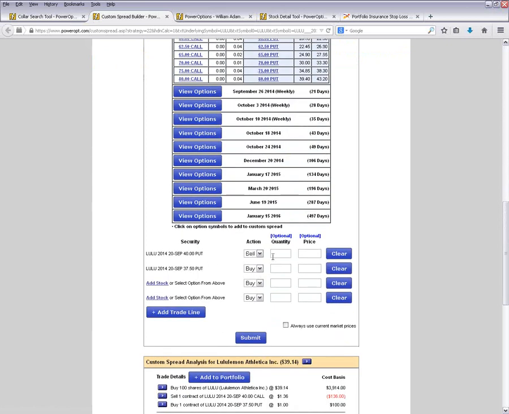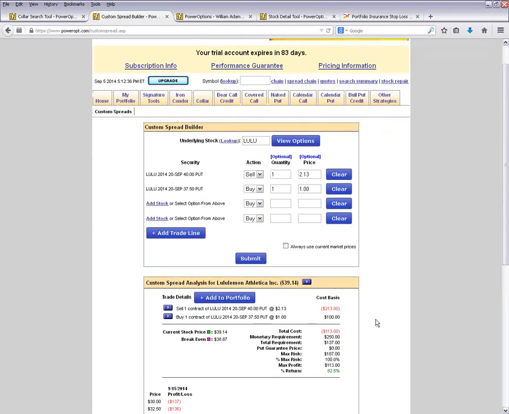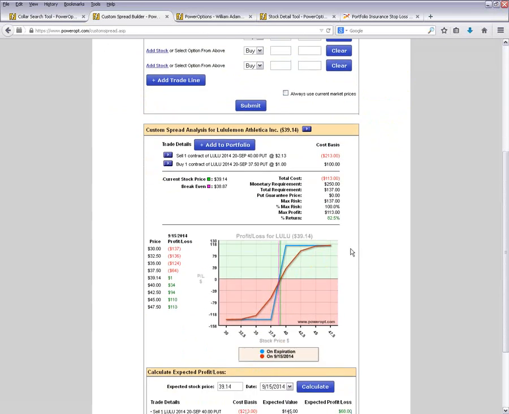There's a 40 put we're going to sell. We'll just do one contract, keep the math simple here, and buy that. This is going to be our bull put credit spread. It does have a similar risk reward profile.